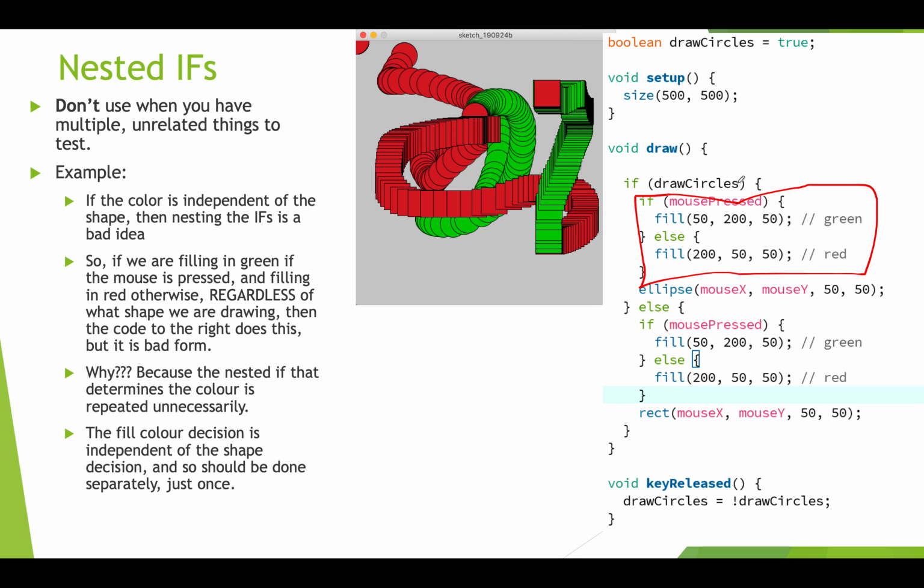And then if draw circles is false, we have this else block, and here we have the exact same block of code where we're setting it to green if the mouse is pressed and red otherwise. These are identical, and it's always a bad idea when you've got identical blocks of code in multiple places. This decision about the color is completely independent of the decision about what we're drawing, and so it shouldn't be nested like this. If we suddenly have to change this, we've got to change it in two places. And so this if statement should be separated out and done just once.